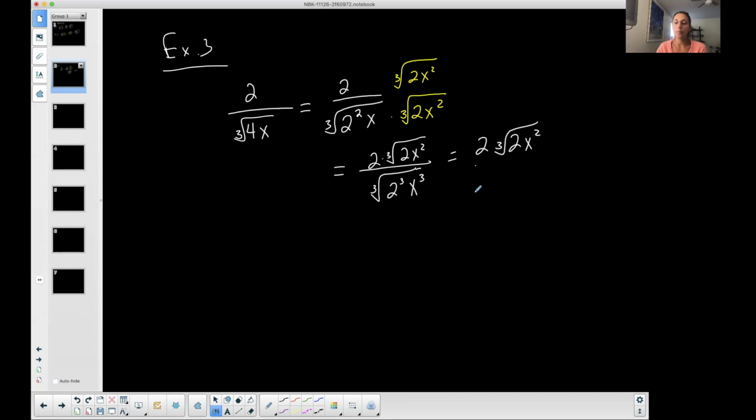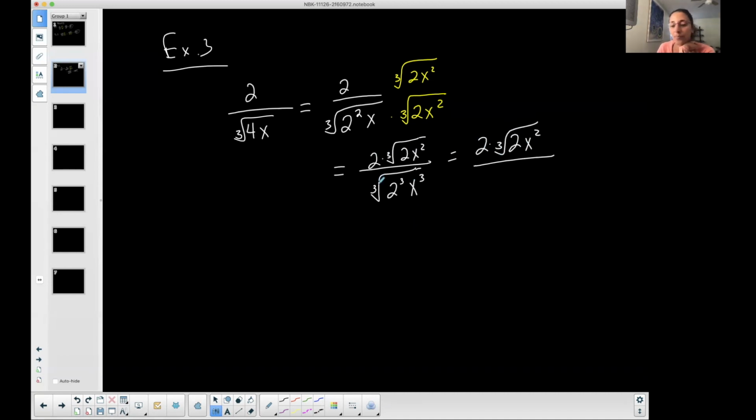Cubed root. Now, the bottom, this is multiplication. Be very careful where you put the index. You want to make sure it's in the radical. You don't want it to look like an exponent on the coefficient. Sometimes that happens, so just be careful where you put that index.